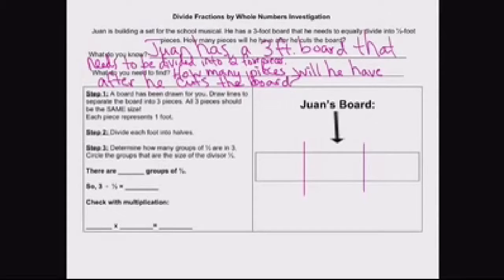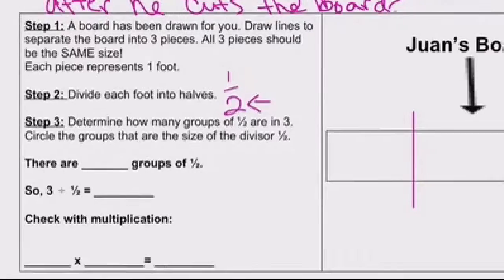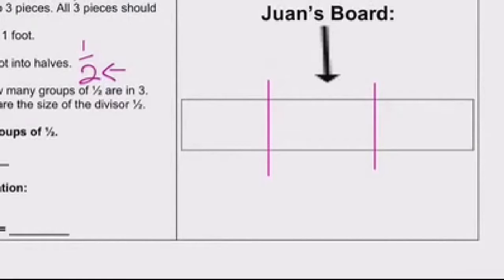Now we're going to divide each foot into halves. Remember, 1/2 tells us that each half is 1 of 2 pieces of a whole. Okay, so go ahead and change your color of line, and we're going to take each foot and divide it in half.